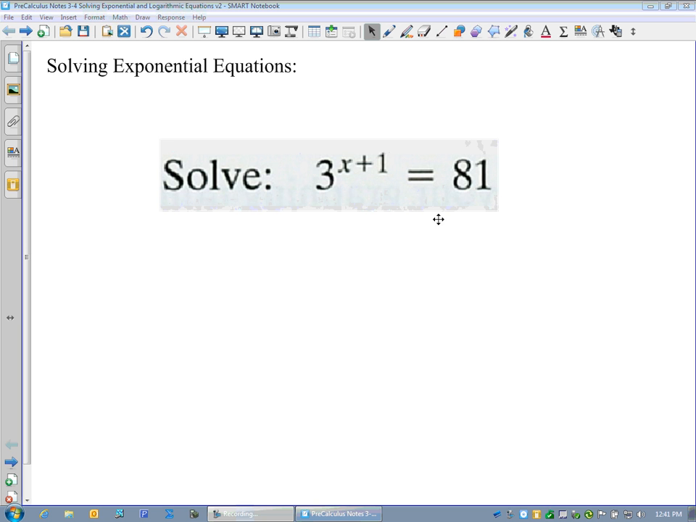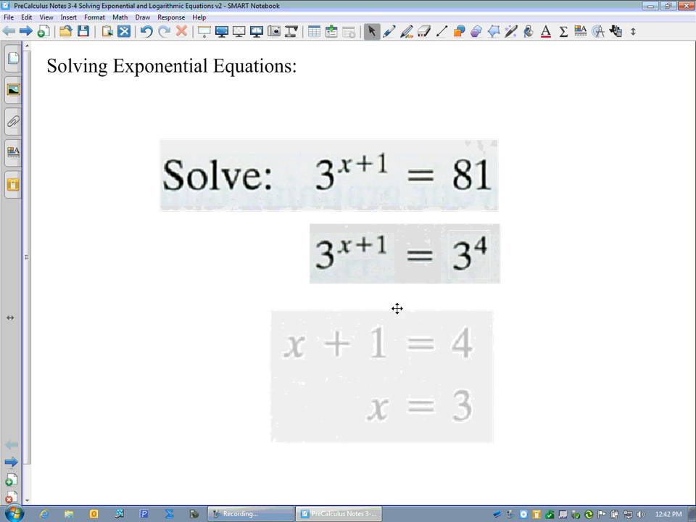Here, one of our strategies we can use is if you are able to rewrite any of the numbers so that they have the same base, then you can use some of those properties we saw in the last section. For example, if you recognize that 81 is 3 to the 4th power, then you can rewrite it as 3 to the x plus 1 equals 3 to the 4th. And then you should recognize that the only way for these two to be equal, if the bases are equal, is for the exponents also to be equal.